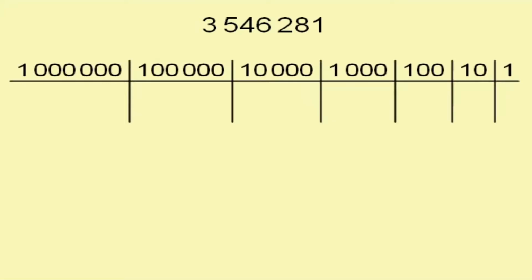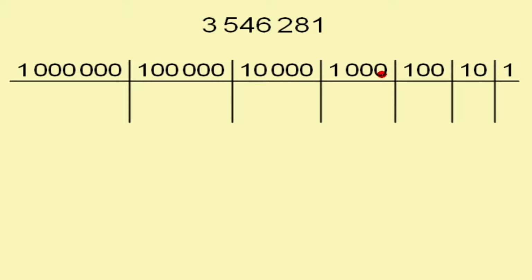This is the number 3,546,281. To show this more clearly, we can put this number into a place value table. Our place value table looks like this. Here we have the units, tens, hundreds, thousands.